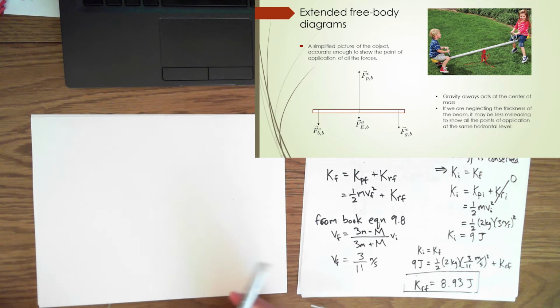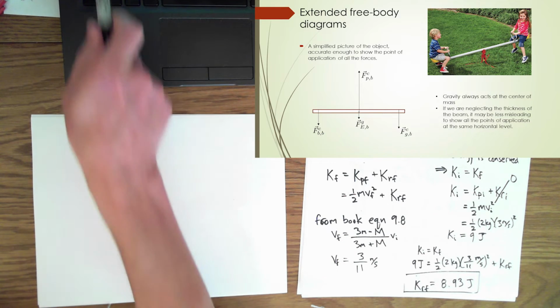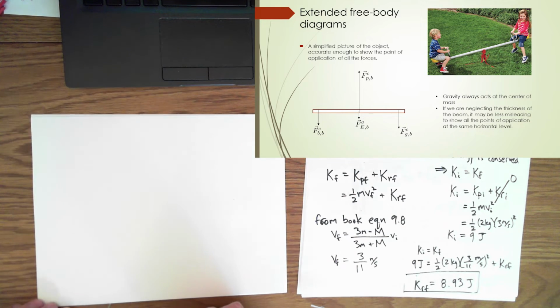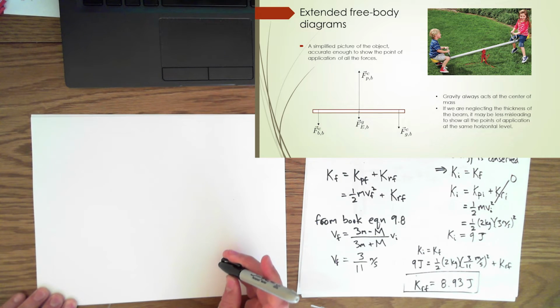So in this slide, the force of the boy on the seesaw is on the left of the diagram, and the force of the girl on the seesaw is on the right part of the diagram, and gravity is acting downward. And you can always represent gravity as acting on the center of mass because it's acting the same all along the length of this rod.